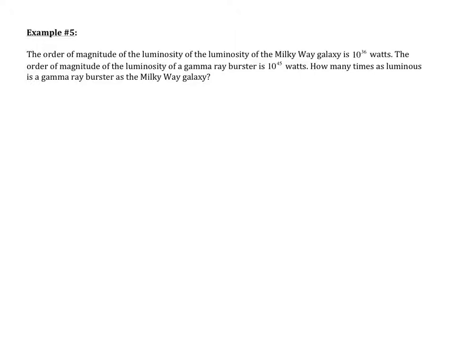So once again, we have that phrase, how many times as whatever. So whenever it's phrased like that, that means we're going to divide. So we're going to take the bigger number, which in this case is 10 to the 45th because it was the bigger number, divided by the smaller number, 10 to the 36th. Remember, all you got to do is subtract the powers. So 45 minus 36 is 9. So it'd be 10 to the 9th as bright.